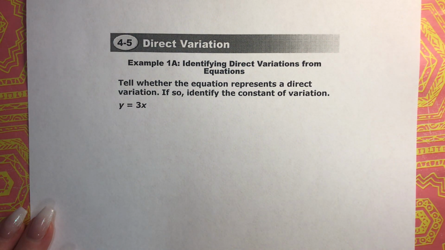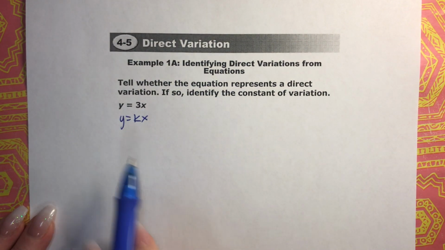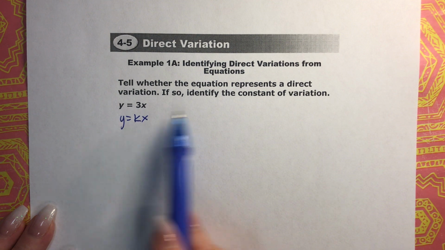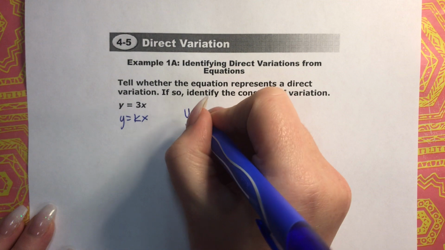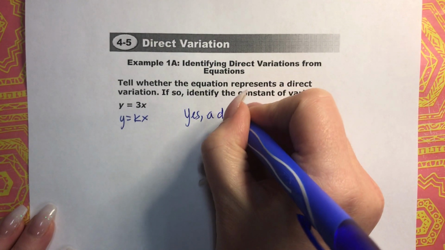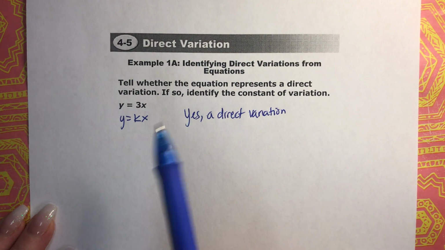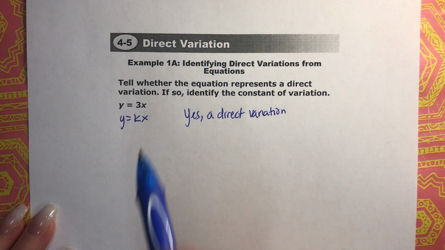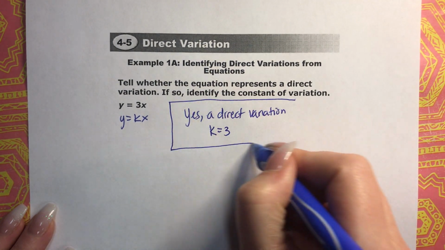So we know for this to be a direct variation, it needs to be in the form y equals kx, right? It's solved for y, and all there is this kx, and that's it. And this looks like it totally matches up. So this is, yes, a direct variation. And then we just have to figure out what the constant is. And the constant of variation is just the number in front of x, which is 3. So k equals 3. So that is our answer.